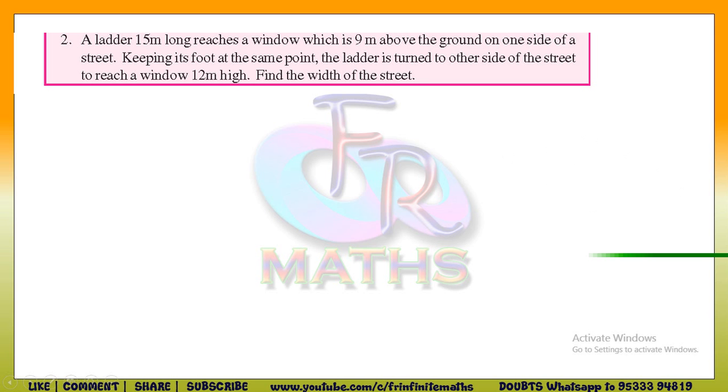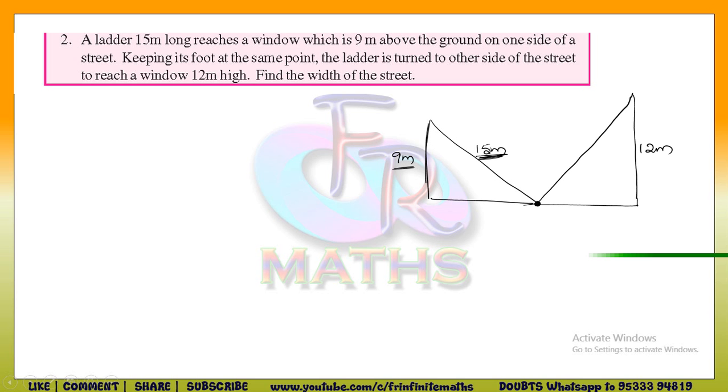See what he did. First of all, he has considered a building this way. So it is 9 meters above and the length of the ladder is 15 meters, right? Then what he did, keeping the foot of the ladder at the same point, this ladder is turned onto the other side to reach a building of height 12 meters. So this became 12 meters, but this is the same ladder, no? So the ladder's length will not change. That means this is 15 meters again.